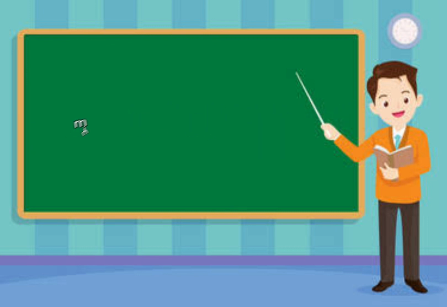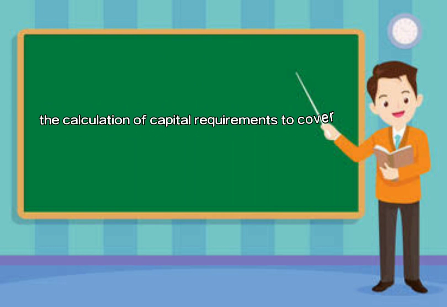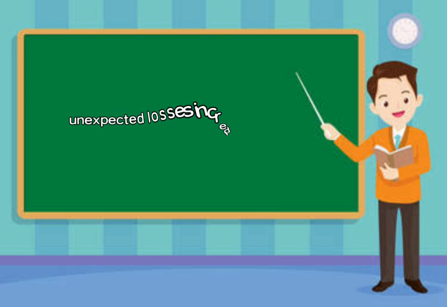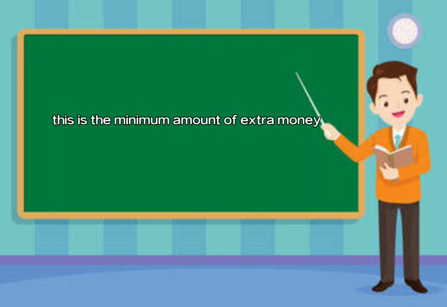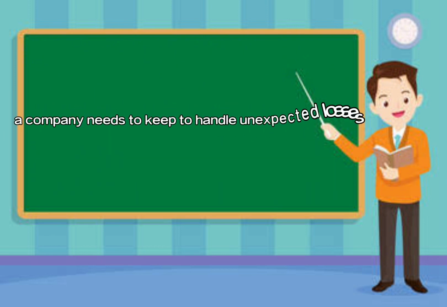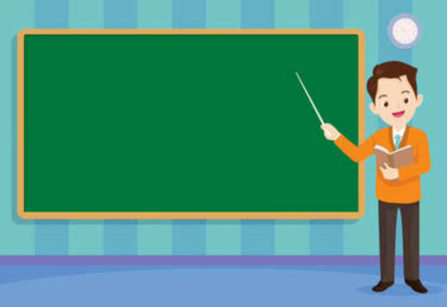3 pillars: minimum capital requirements, Pillar 1, regulatory response, Pillar 2, and disclosure, Pillar 3. Pillar 1 focuses on the calculation of capital requirements to cover unexpected losses in credit portfolios. In simple words, Basel II has 3 main parts. Minimum capital requirements, Pillar 1. This is the minimum amount of extra money a company needs to keep to handle unexpected losses. It's like a financial cushion.